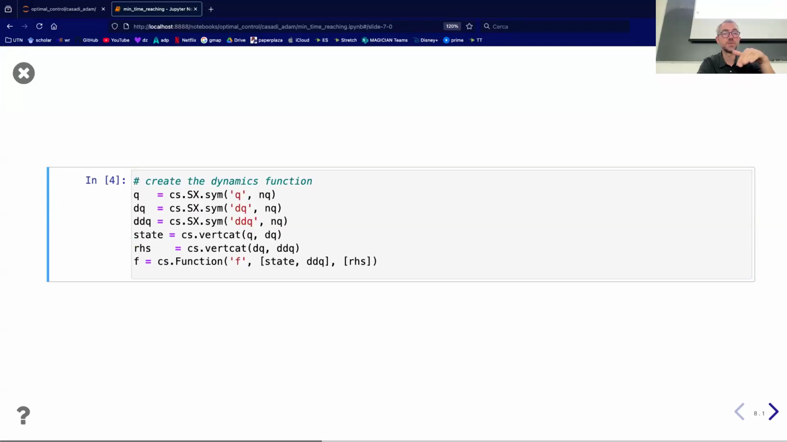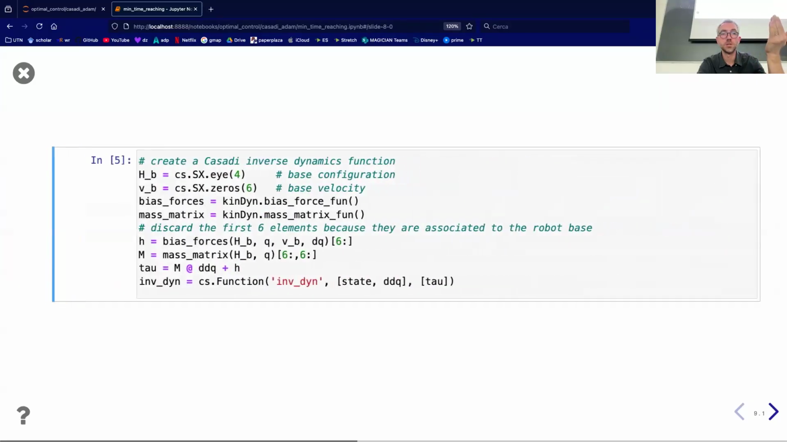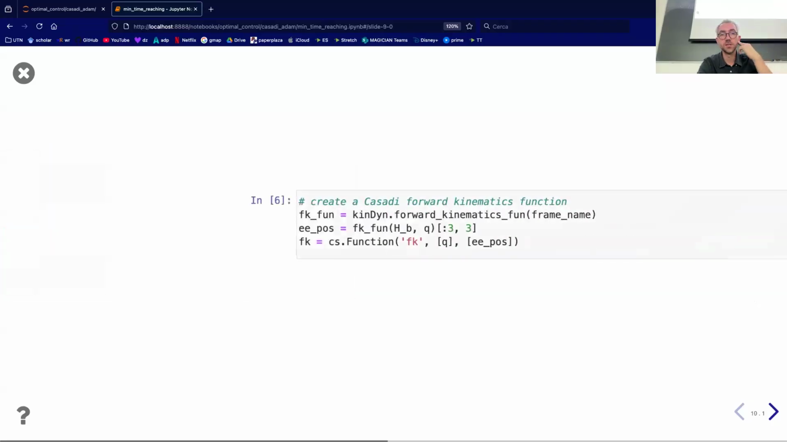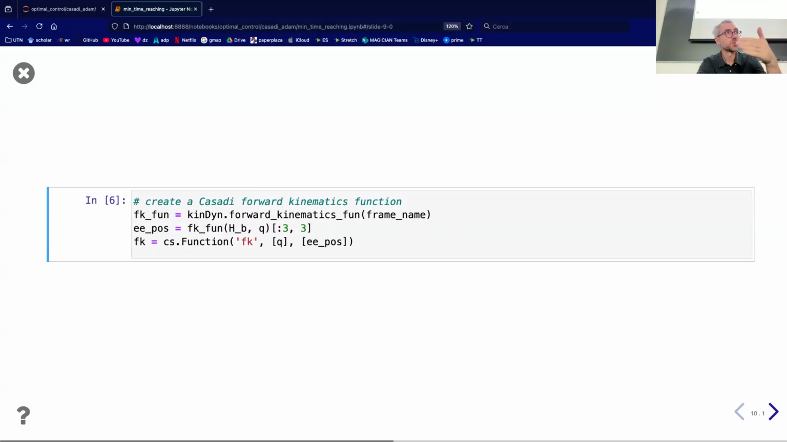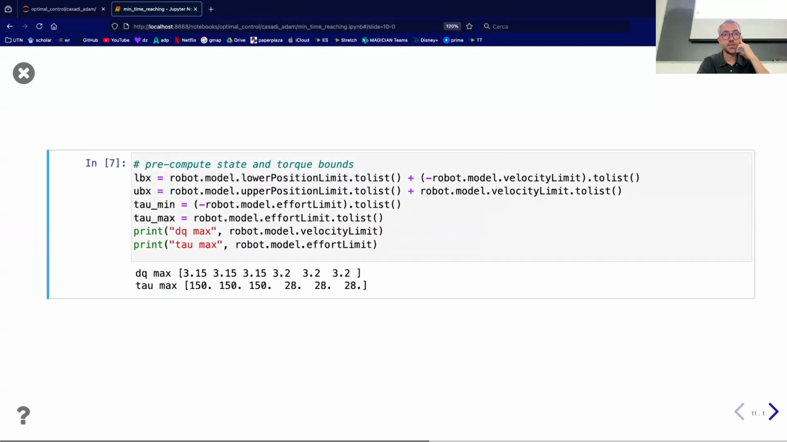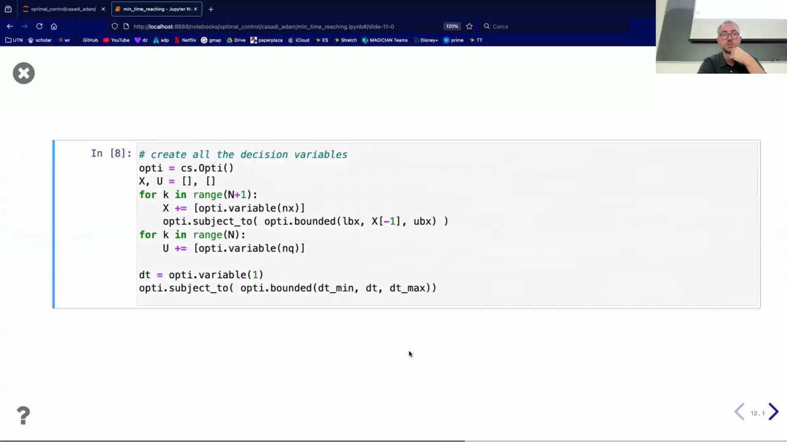So here I define the dynamics of the robots, which is just a double integrator. Here I define the inverse dynamics. This is all stuff we have already seen. Forward kinematics for computing the end effector position. Here I'm getting the joint limits from the model, and I'm printing them just for your reference. The maximum velocities are about 3. The maximum torques are 150 for the first 3 joints and 28 for the second 3 joints.